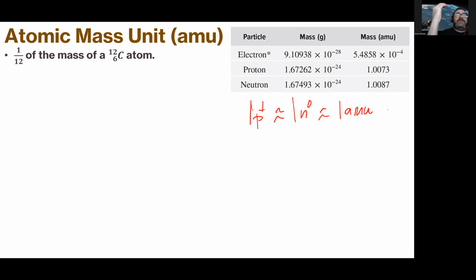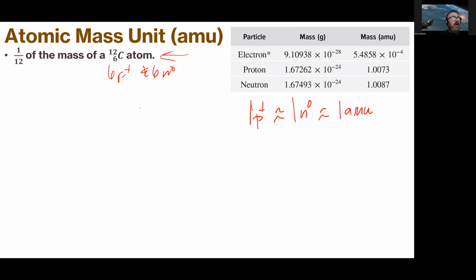Okay, our official definition is up here. 1 AMU is 1/12 the mass of a carbon-12 atom. And now we realize from our previous video about isotopes that a carbon-12 atom has 12 particles, right? This is 6 protons and 6 neutrons. So with 12 particles total, 1/12 of the mass of 12 particles is one particle.